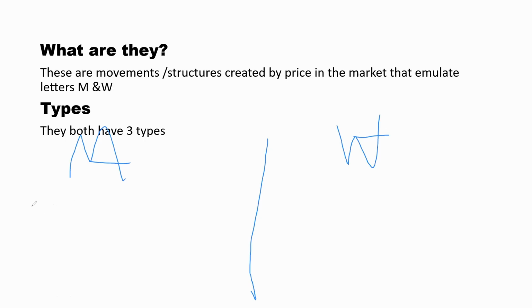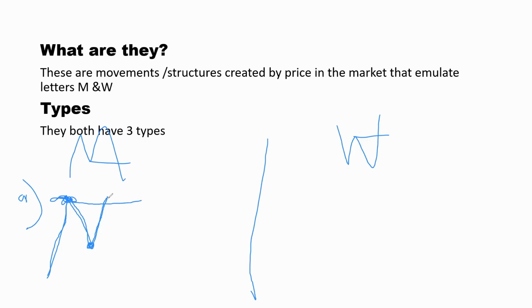Now, the first type of M that we have is the most common one, which is what people call the double top. You see, the market makes a high, moves up, turns from here, makes a turning point, comes down, makes a turning point, right? And then goes up, fails to clear this previous turning point.